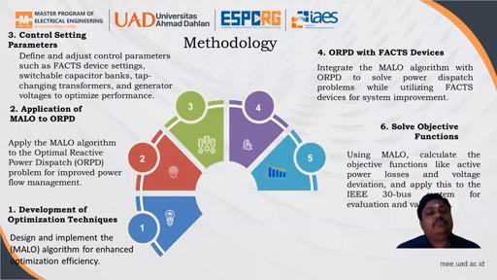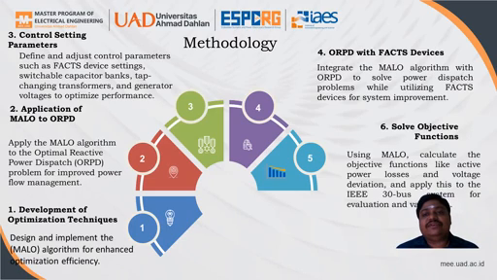Application of the modified Antlion algorithm to ORPD: apply the modified Antlion algorithm to optimize the ORPD problem and improve power flow management. Control setting parameters: define and adjust the control parameters such as FACTS device settings, switching capacitor banks, tap changing transformers, and generator voltages to optimize the performance.